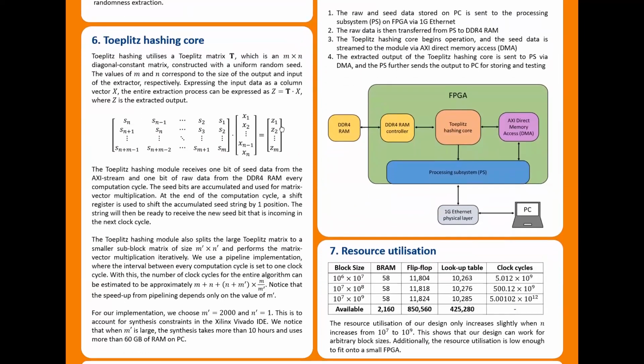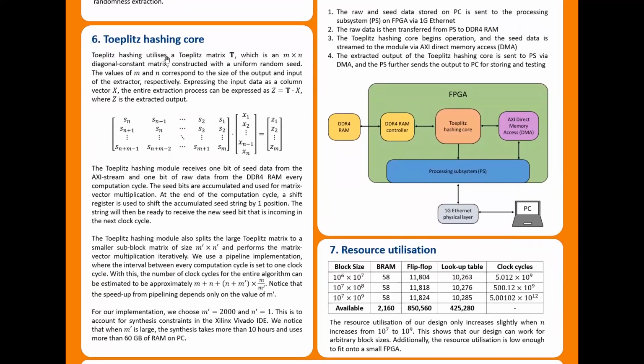Now, in the Toeplitz hashing call, we first construct the Toeplitz matrix. This matrix has n columns, which are equal to the input size, and m rows, which are equal to the output size. It is a diagonal constant matrix, meaning we only need to fill in the first row and the first column of the matrix with our uniform seed. The entire extraction process is simply a matrix vector multiplication.